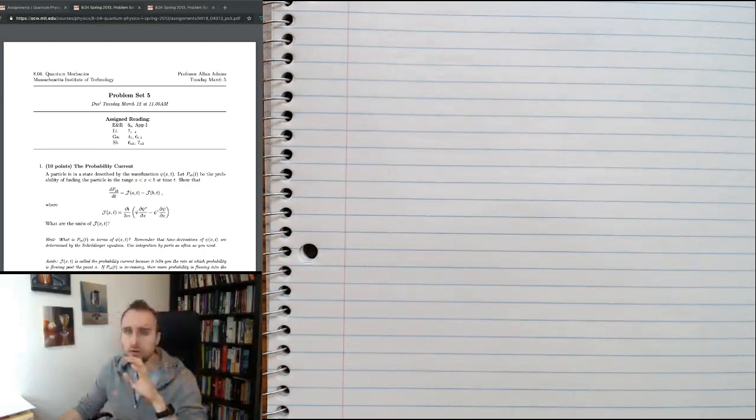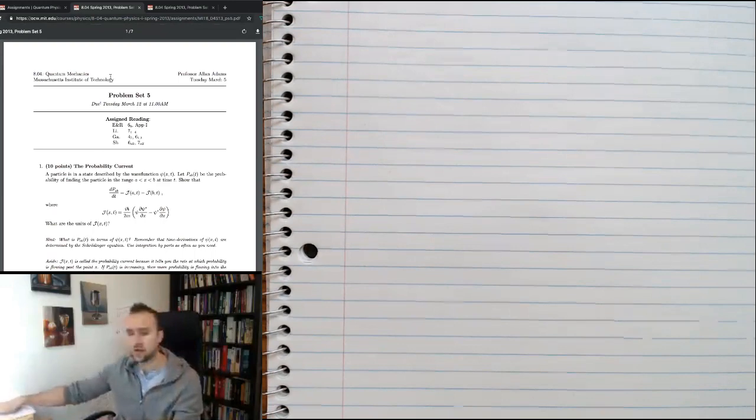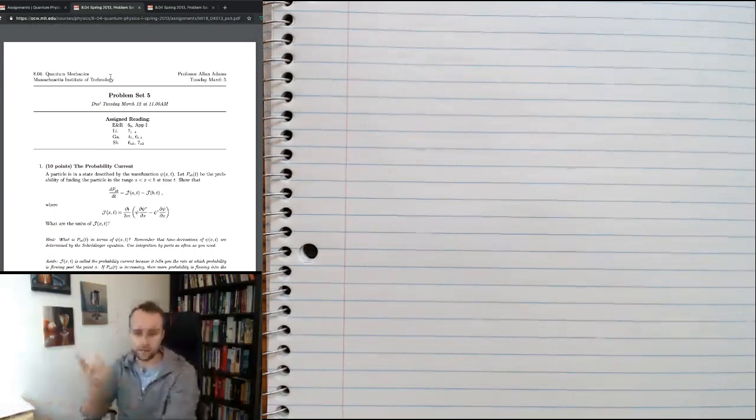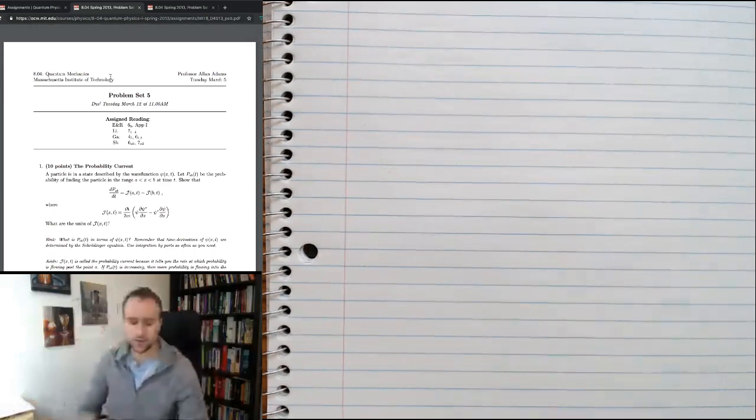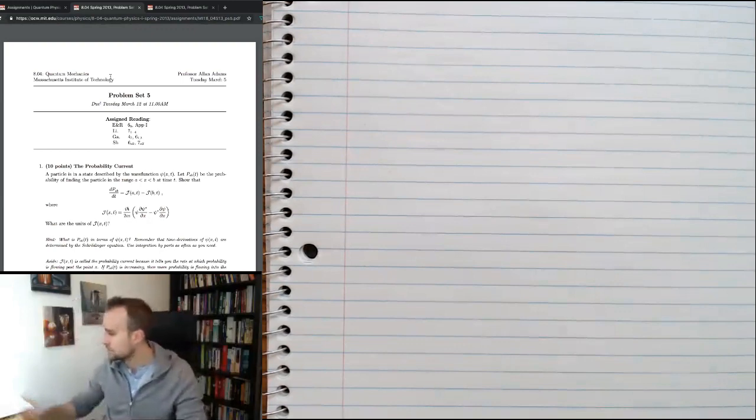You just Google MIT OCW 804 Spring 2013, and jump to the problem sets. Like this is problem set five, for instance, and you will be able to look at the PDF. So none of these materials I'm using, at least not the ones that are not in the textbook, all the digital ones, are anything you can't look up yourself.